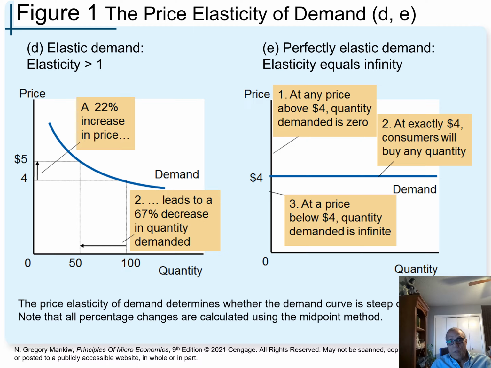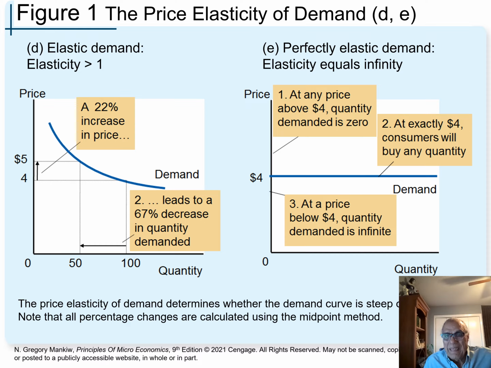And these 2 panels show a flatter demand curve. On panel D, the percentage change in quantity is greater than the percentage change in price, which is 67% divided by 22%. It's going to be about 3. Then price elasticity of demand is greater than 1. Then we say between these 2 points, the demand curve is price elastic.